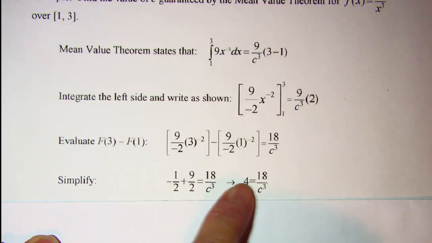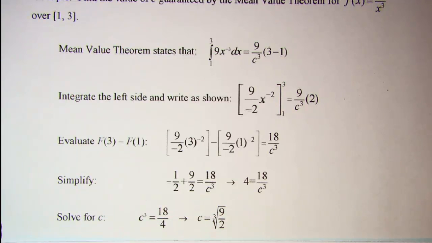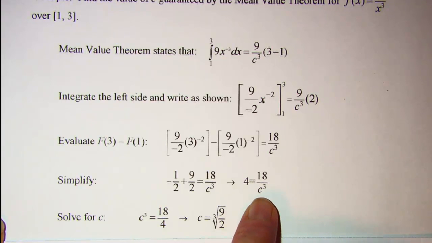And that's equal to 18 divided by c cubed. Solving for c cubed, multiply both sides by c cubed, and then divide both sides by 4. We have c cubed equals 18/4. This simplifies to 9/2, so c is equal to the cube root of 9/2.